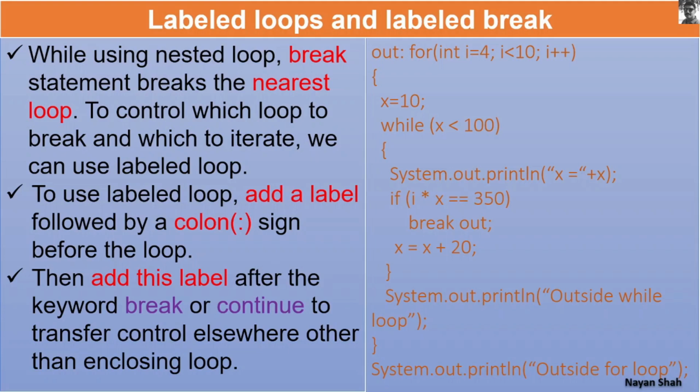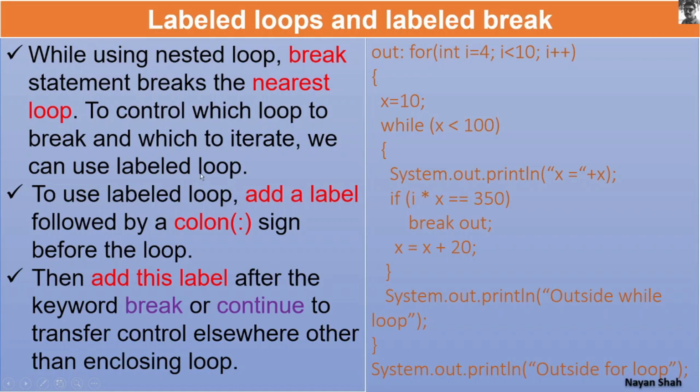While using a nested loop, the break statement breaks only the nearest loop. For example, here we have a for loop, within the for loop we have a while loop, and within the while loop we have written break. Just forget the word out written here for now. If only break is written here, it will break only this while loop. But this for loop will continue, and because this for loop is continuing, this while loop also will continue executing. So what we can do to control which loop to break and which to continue or iterate is to use a labeled loop.